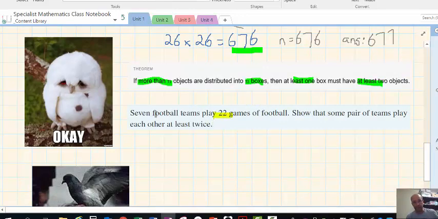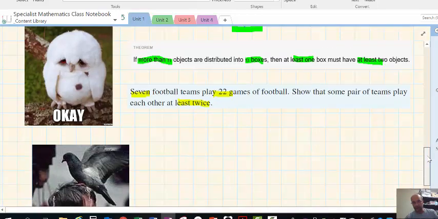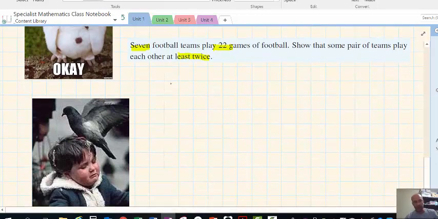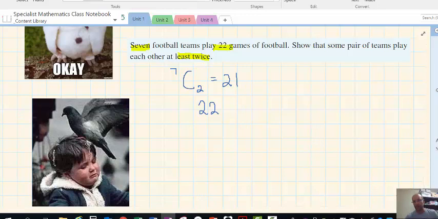Lastly, we have 7 football teams that played 22 games of football. Show that some pair of teams play each other at least twice. This one is classic pigeonhole principle. There are 7C2 ways, which is 21 ways that two teams can play each other based on a total of 7 teams, so 7 teams choosing 2 at a time. So if we had 22, by the pigeonhole principle, we would have at least a pair of teams play each other twice, because you're filling essentially the boxes. So once you get to 22, you're guaranteed that there's a pair of teams that are going to play each other twice.